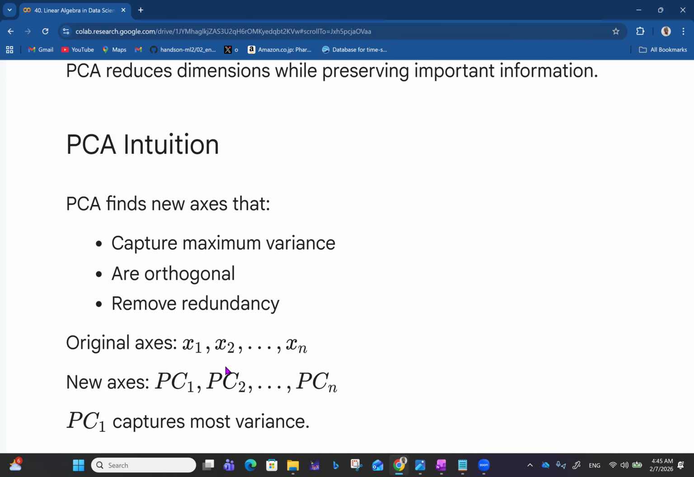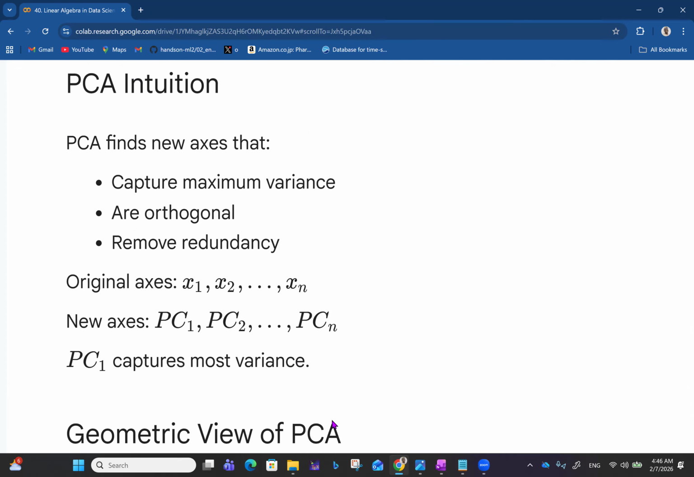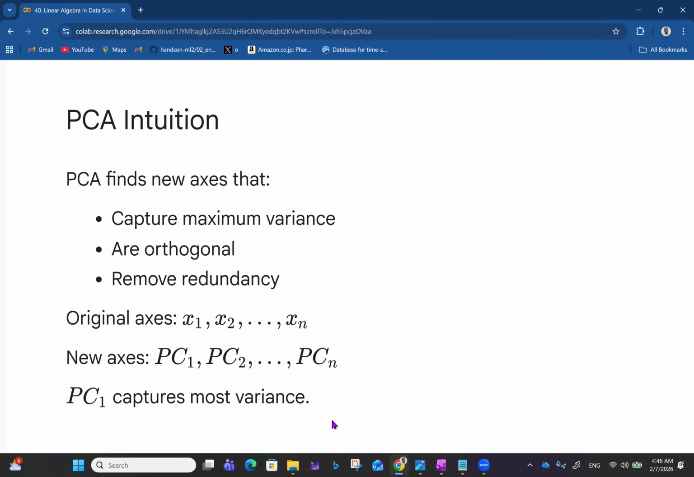So you have original axes like x1, x2, xn, and by the time you do principal component analysis, you have new axes like principal component 1, principal component 2, all the way down to principal component n. Now, interestingly, principal component 1 captures the most variance. It gives the most information, right? The information captured at the other levels will not be as much. PC1 captures the most information, so PC2 doesn't capture as much as PC1, and so on and so forth.